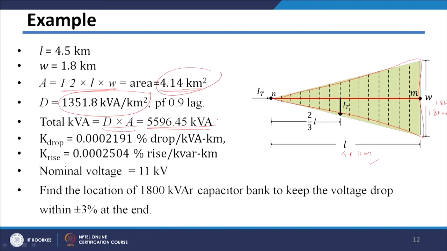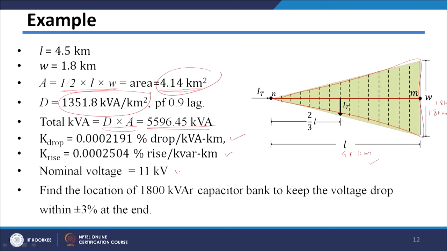Let us say the K drop factor of this feeder is 0.002191% drop per kVA per kilometer, and the K rise factor is 0.000250% rise per kVAR per kilometer. So the K drop factor and K rise factor are given here.